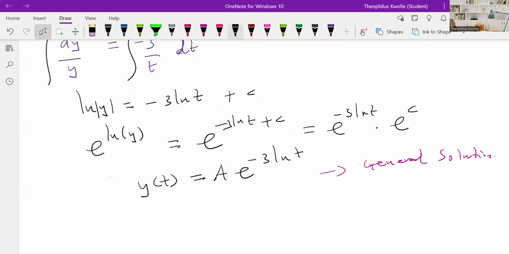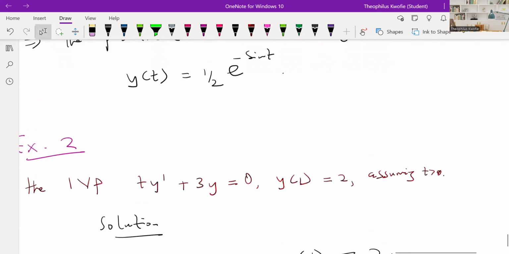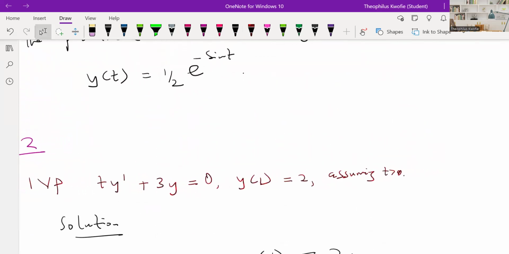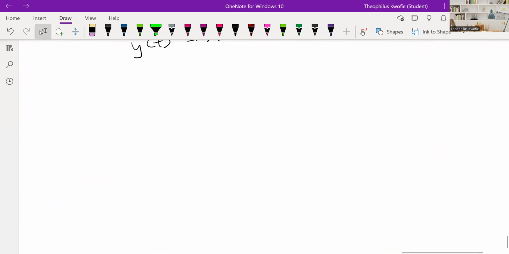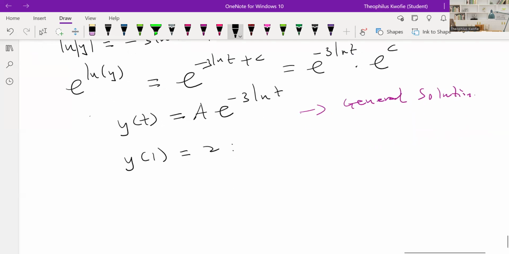Now, since our problem was subjected to a particular initial condition, we have to make use of that. The initial condition is y of 1 equal to 2. But how do we use this? It just means that wherever I see t, I should replace it by 1, then equate the result to 2. Very good, so let's take note of that.